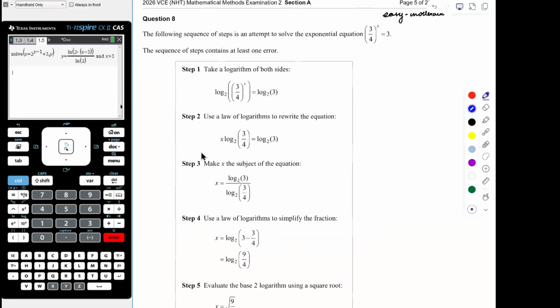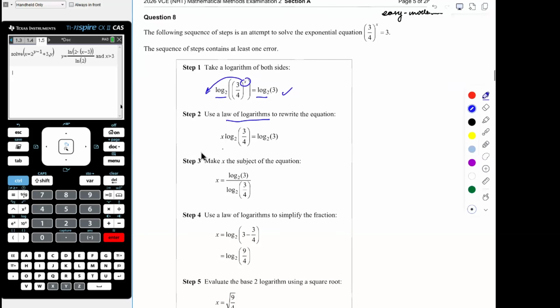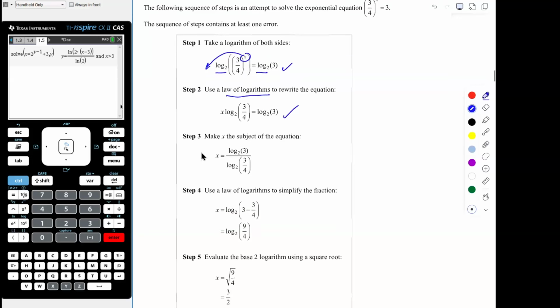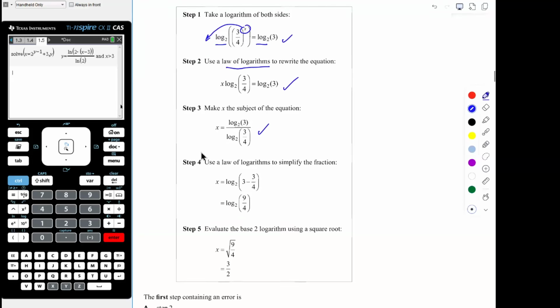Following a sequence of steps is an attempt to solve an exponential equation: 3 over 4 to the power x equals 3. Step 1, we take a logarithm of both sides. Yep, we can take log 2. Use the law of logarithms to rewrite the equation. Bring down the x to the front. Yep, that's correct. Step 3, divide through by log 2 of 3 over 4. That's correct.